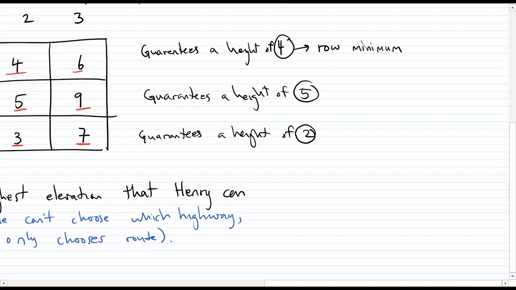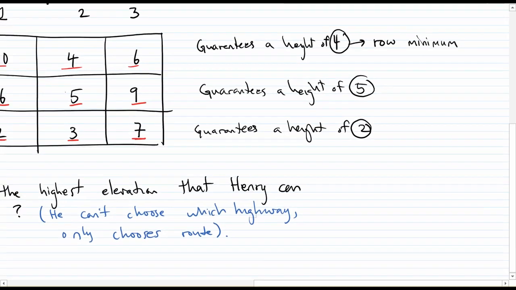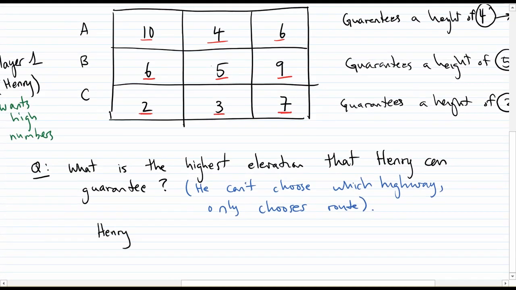And so what's the best score that Henry can always guarantee that he'll get? It actually turns out to be 5, right? Because he could get 4 by choosing route A, he could get 2 by choosing route C, but if he chooses route B, he always gets a score of at least 5. Let's write that down.